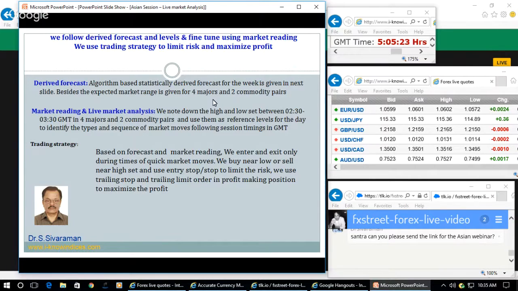So we need to understand how the players try to trap the traders from time to time. They first of all induce the traders to develop the market sentiment and then act against the sentiment created, using the data release time, etc. Hence we go in for the market reading to fine-tune the forecast, and we also use the trading strategy to limit the risk.